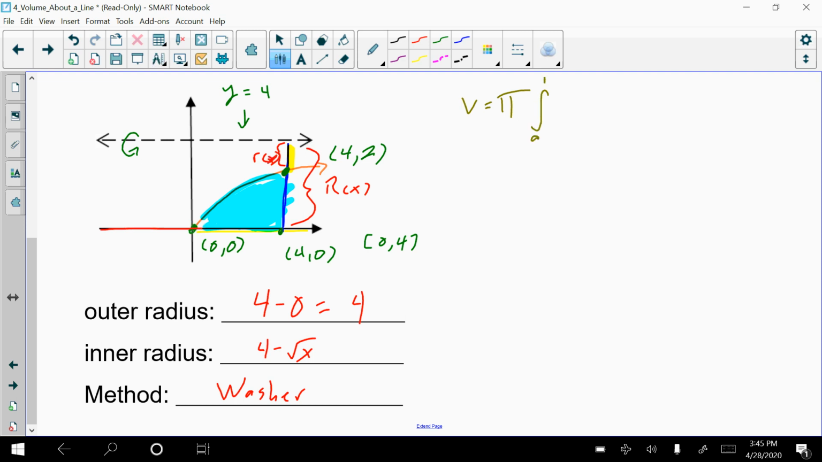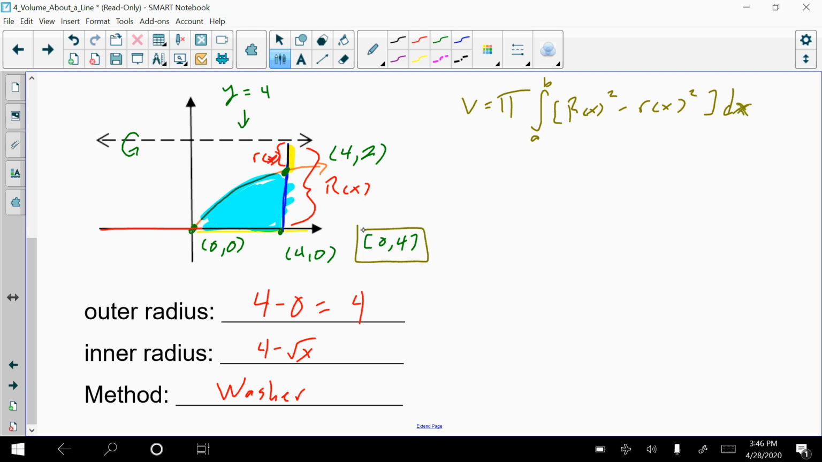So A to B. And then what we say here is the outer radius squared minus the inner radius squared. And in this case, we would say dx, because that is where our interval is going to be taken, along the x-axis. So we've established what our interval is.